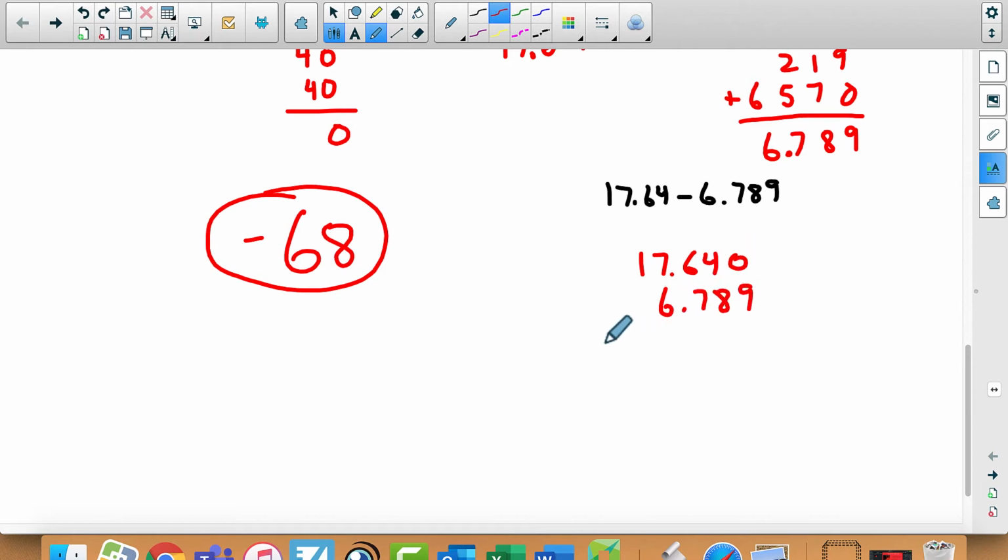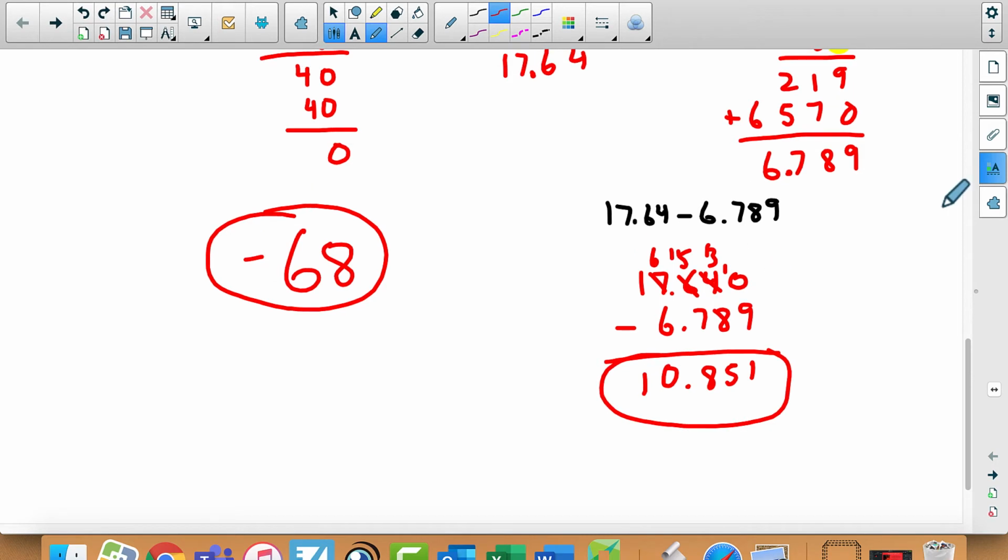Fill in the space with a 0 and subtract. Borrow from the 4, so this becomes 1. Borrow from the 5, so this becomes 5. Borrow from the 7, so this becomes 8. 6 minus 6 is 0, still got the 1. Move the decimal straight down, and that's our final answer. 10.851. We are done. Okay, let's go on to fractions.